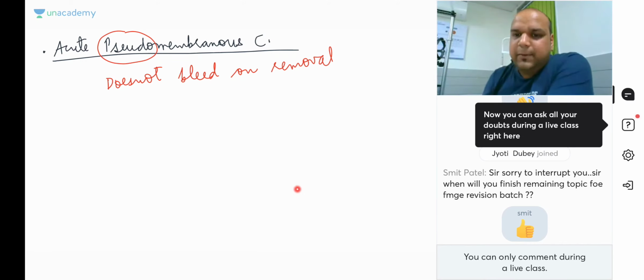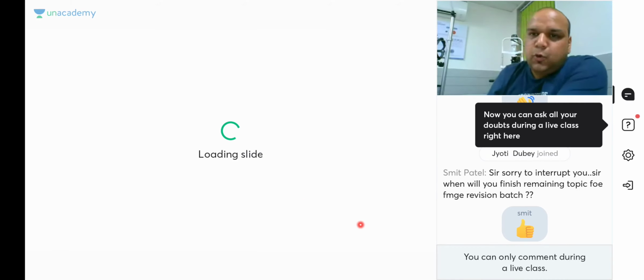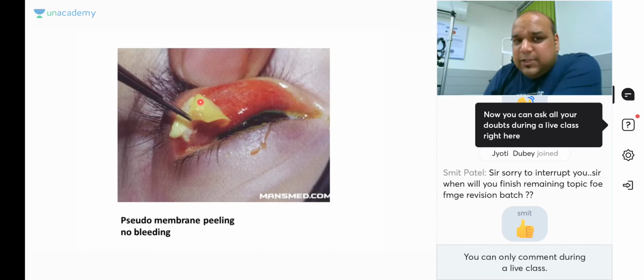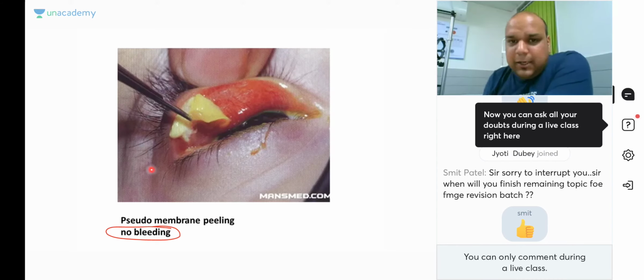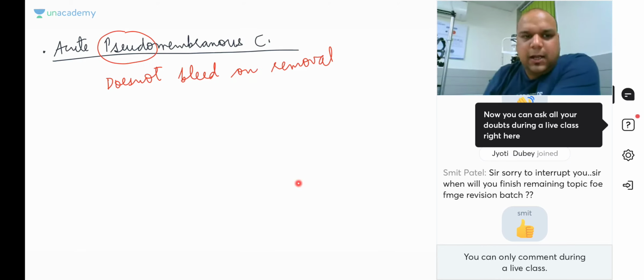I will bring up a photograph on your screen, everybody, and I hope you will all be clear about what a pseudo membrane is. This is a case in which pseudo membrane peeling is being done. Do you see this yellowish colored membrane? I just take a forceps and try to remove it. There is pseudo membrane peeling because there is no associated bleeding. Am I clear to everybody about it? If it would have been a membrane, when I would have tried to remove it, there would have been copious bleeding.